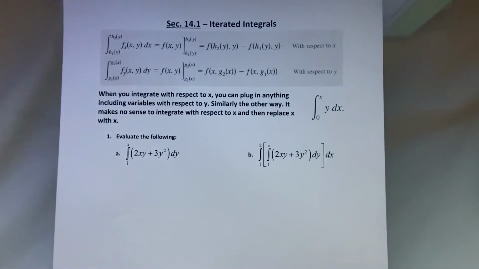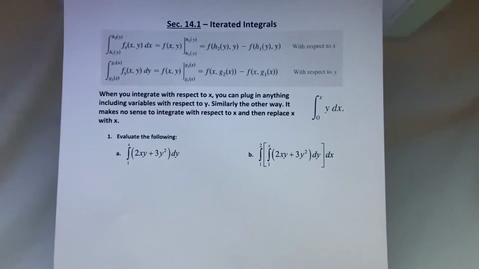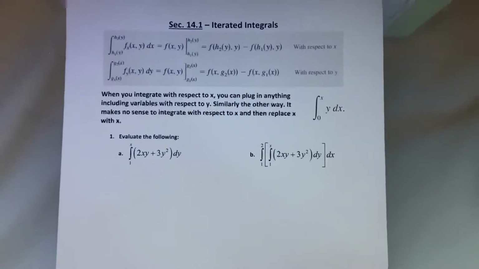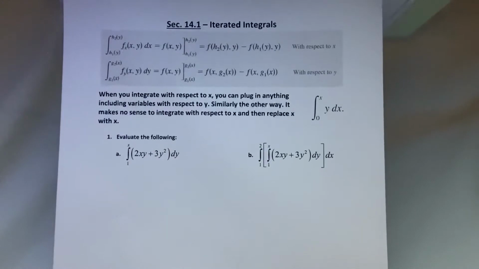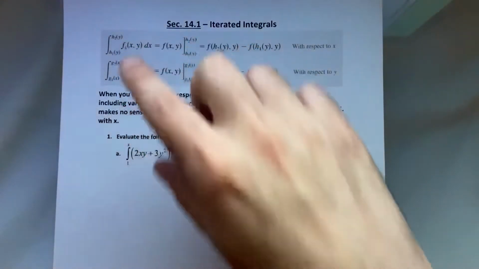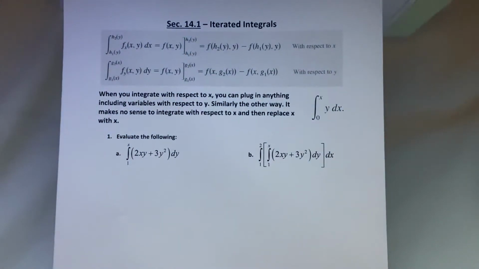Okay, calculus. Chapter 14 is mostly multi-integrals. We call these iterated integrals. That's where if we have multivariable, we integrate with respect to a certain variable, and that variable is determined by either the dx or the dy. It tells you which variable to integrate with respect to.